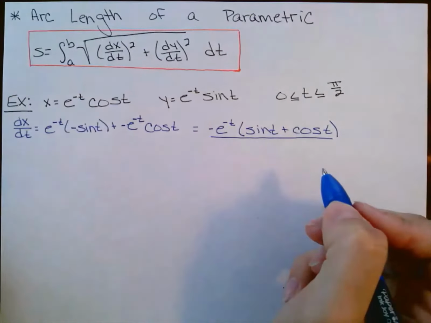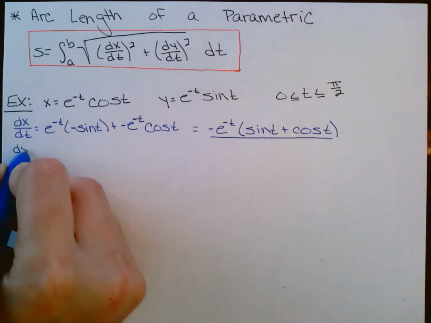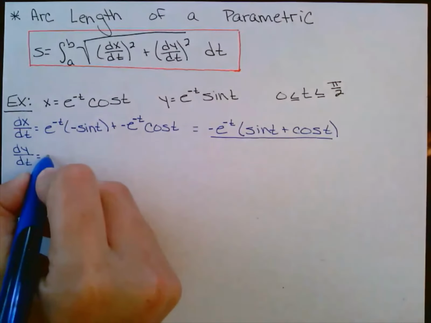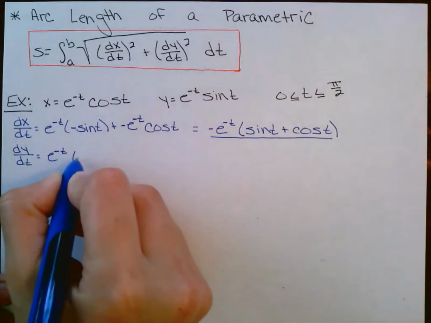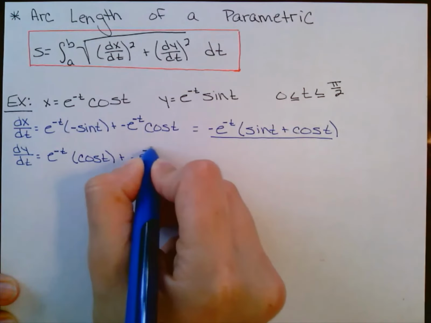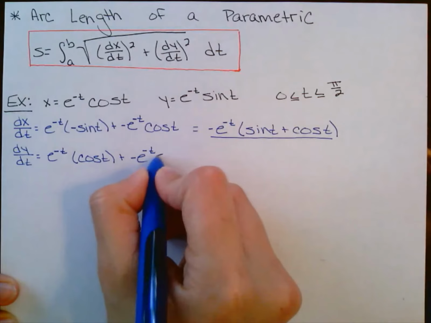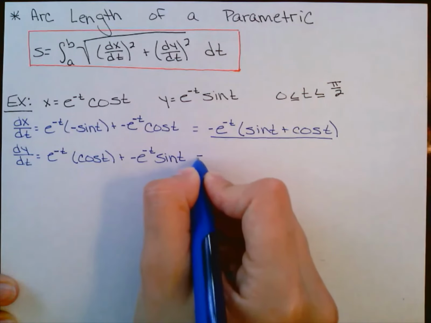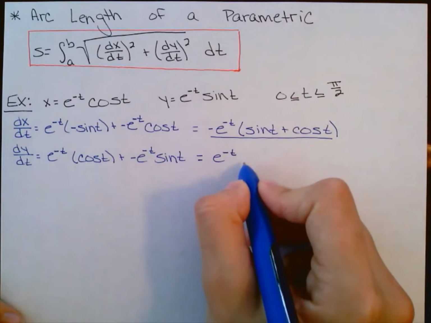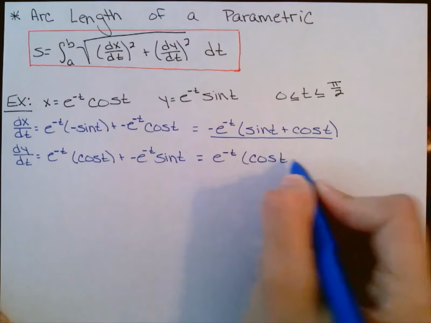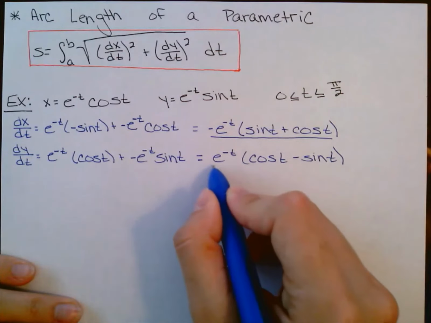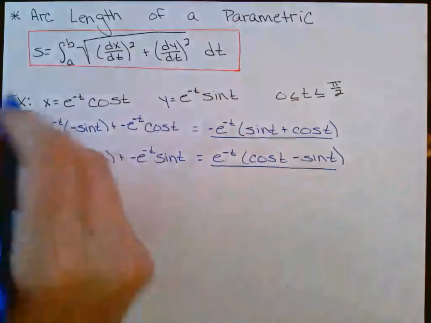Now I'm going to go ahead and do the same thing for the dy dt. I have another product rule here. First times derivative of the second plus derivative of the first times the second. This time I don't have a negative in common, but I do still have the e raised to the negative t. And now I have a cosine minus a sine. Okay. So I just did the two derivatives.